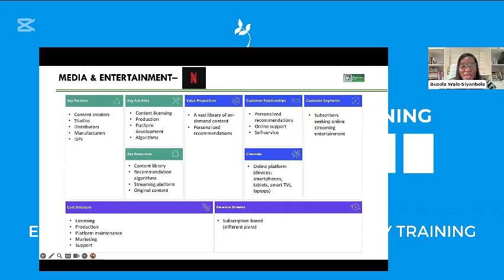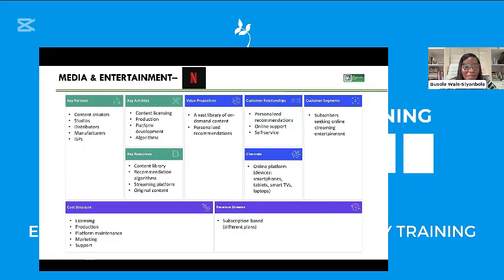So let's take a quick look. Can anybody tell me what that logo on the top of the screen is? If you know the logo, just type it in the chat room. Netflix, thank you very much. Okay, so this is the business model canvas for Netflix.